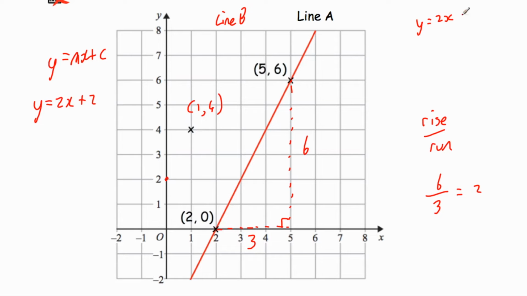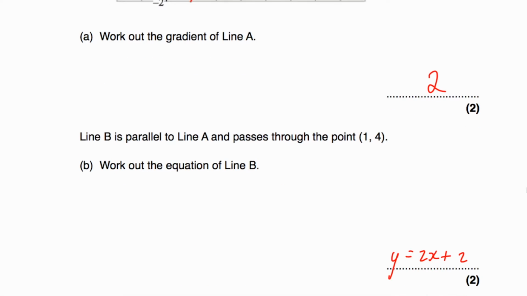So that means that our line would be y equals 2x plus 2. So that's the second way we could have found the equation of that line. And there's also a third way, and I'm just going to show you that now.